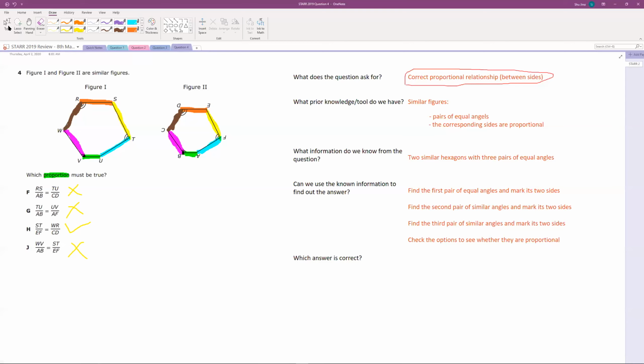So the answer is H. And by marking the corresponding sides, we can solve this problem. Did you get the right answer?